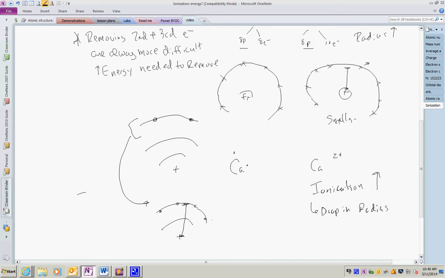So always keep in mind, as I add electrons or as I remove electrons, what's happening to my radius as far as my energy levels are concerned. Thank you very much.